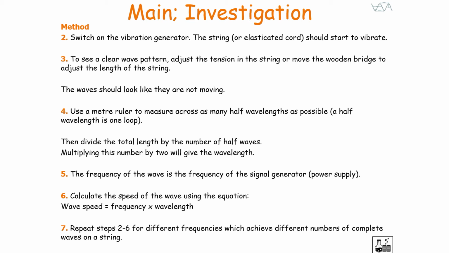We then use a meter ruler to measure across as many half wavelengths as possible, as a half wavelength is one loop. You then divide the total length by the number of half waves, then multiply this number by 2 to give the wavelength. The frequency of the wave is the frequency of the signal generator, the power supply. We can then calculate the speed of waves using the equation wave speed is equal to frequency times by wavelength, and we can repeat the steps for different frequencies which achieve different numbers of complete waves on the string.